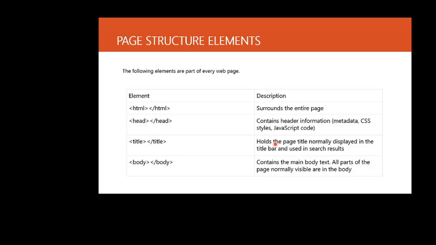Head is the header tag, which contains metadata related to the page, the CSS file which you are including, the JavaScript code which you are including in your page, and so on. Then we have title. This specifies the title of the page, and it is normally displayed in the title bar and used in search results. Next is body. The body tag contains the main text, and all parts of the page normally visible are in the body. So these are the main page structure elements.